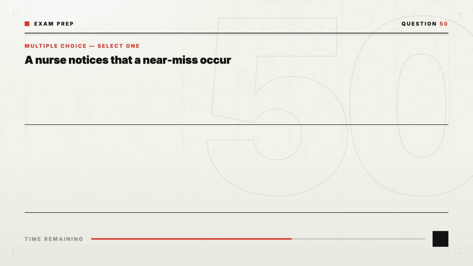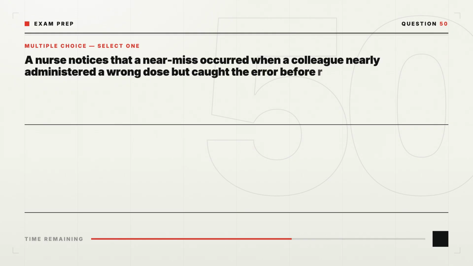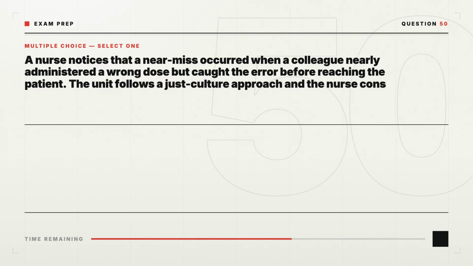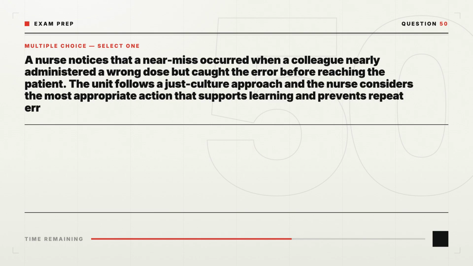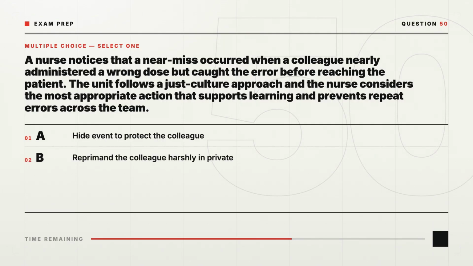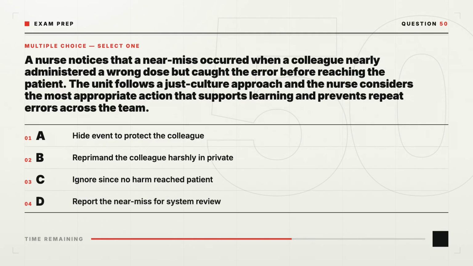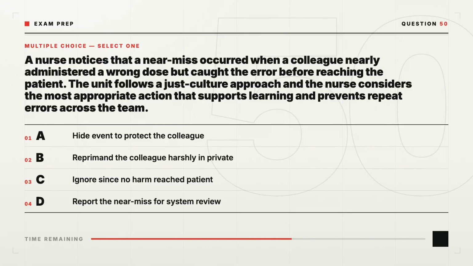Question 50. A nurse notices that a near miss occurred when a colleague nearly administered a wrong dose but caught the error before reaching the patient. The unit follows a just culture approach, and the nurse considers the most appropriate action that supports learning and prevents repeat errors across the team. Your options are A. Hide event to protect the colleague. B. Reprimand the colleague harshly in private. C. Ignore since no harm reached patient. D. Report the near miss for system review. Take a second. Which answer would you pick?